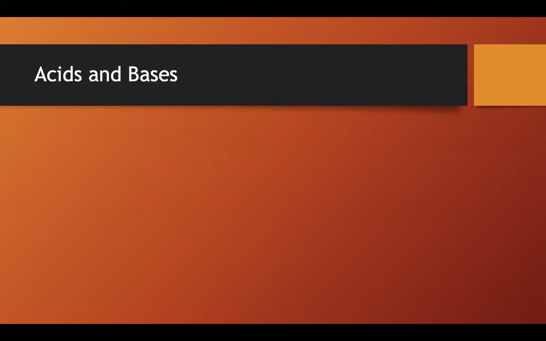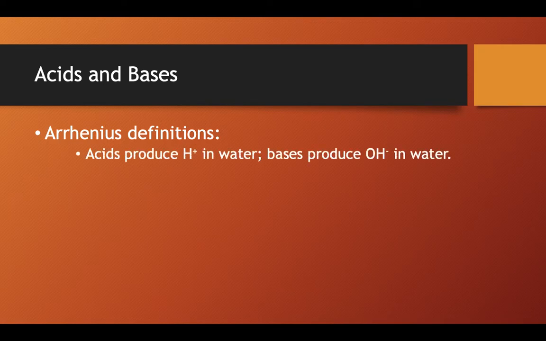pH calculations. Before we discuss pH calculations, we're going to talk about acids and bases and quickly review those definitions. The first commonly accepted definitions of acids and bases were the Arrhenius definitions. Arrhenius defined acids as substances that produce hydrogen ions when they dissociate in an aqueous solution, and bases will dissociate to produce hydroxide.